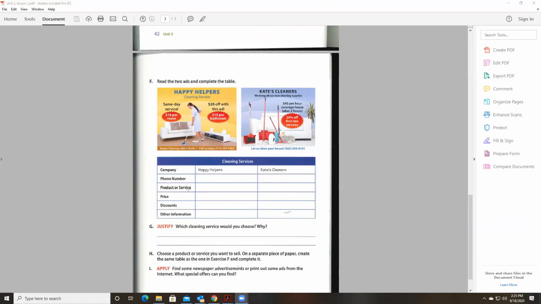For G, it says, which cleaning service would you choose and why? H and I, you will not do. So you will not worry about those. I will check all of this when you give it to me on Monday.